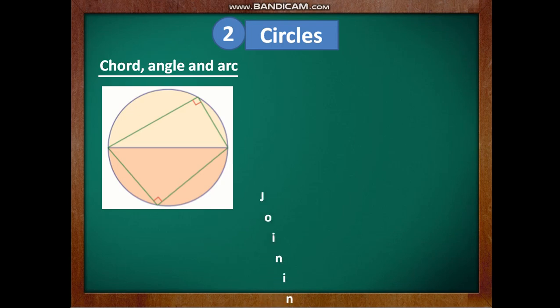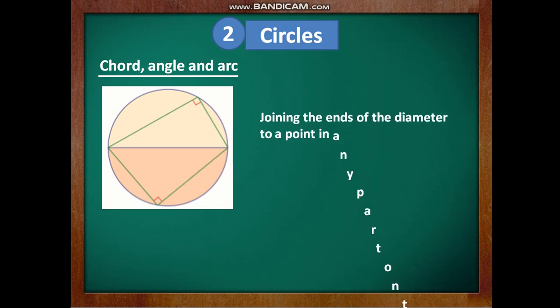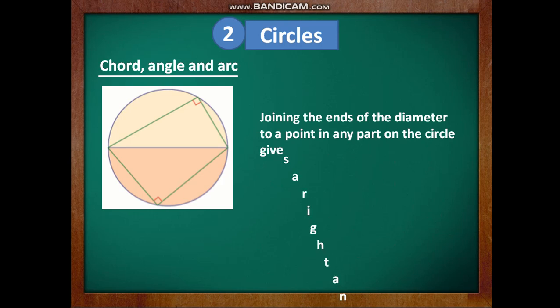the diameter. Joining the ends of the diameter to a point in any part of the circle gives a right angle. Once again, I am saying, joining the ends of the diameter to a point in any part of the circle gives a right angle. The diameter making the above angle is also a right angle, and the below angle is also a right angle.